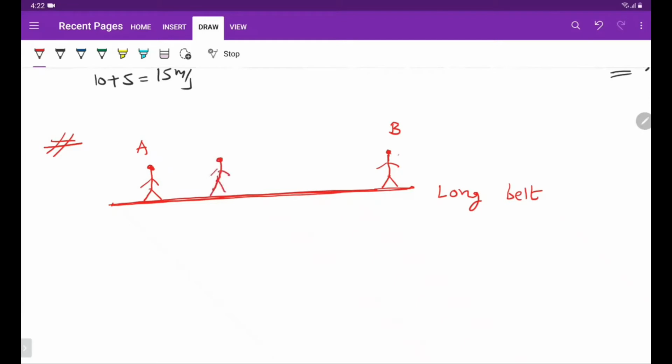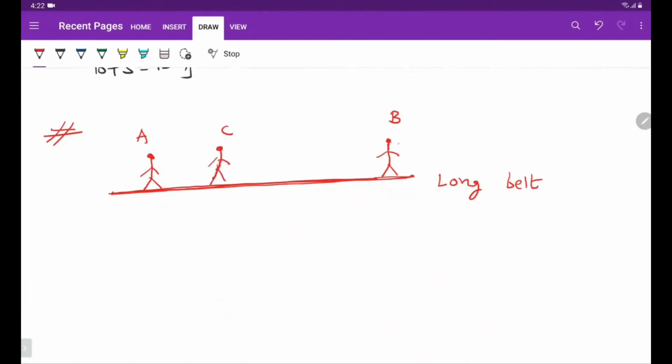Suppose the speed of the belt is given. So the speed of the long belt is V capital B. Okay, speed of belt, V belt, is given as, no, 4 km per hour.